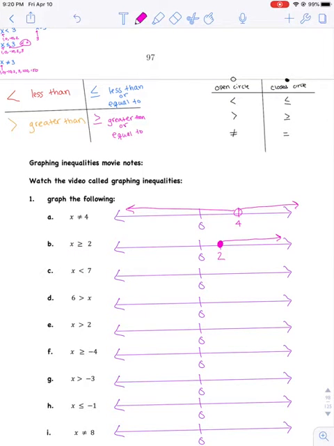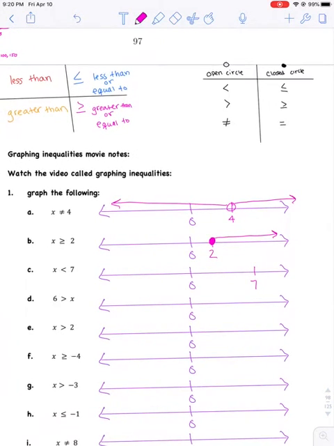Let's keep trying these. So the next one, x is less than 7. So first I want to get the 7 in. Just kind of estimate where the 7 goes. Doesn't really matter how far away it is. Since it doesn't have the equal to underline, it's going to be an open circle because 7's not an answer.